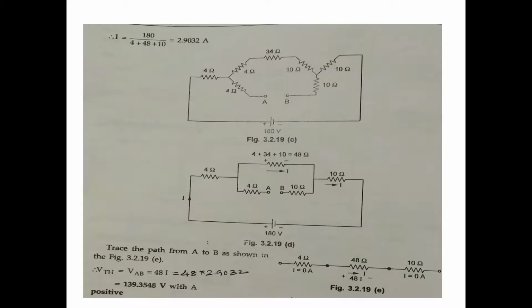Across VTH, first you find the voltage, tracing the path A from B. V Thevenin is the open voltage VAB. VAB equals 48 into I. What is the current? Now calculate 48 into 2.9032. The answer is 139.3548 volts, with positive polarity.